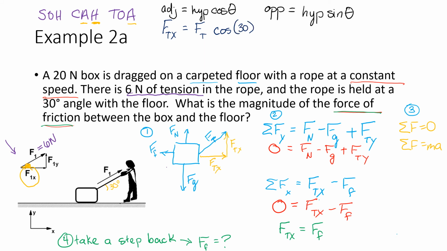Make sure that your calculator is in degree mode, especially if you've recently been in math class using radians, especially if you're taking pre-cal. You might be using radians more often. Make sure your calculator is in degree mode for physics. So we would have 6 times cosine of 30, and the answer is 5.196 newtons. It's a force, so we know it has a unit of newtons.